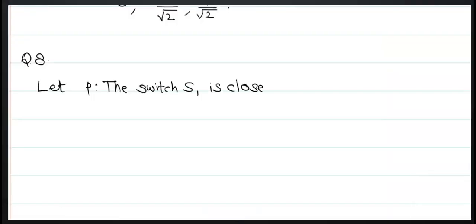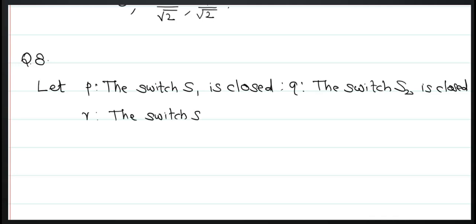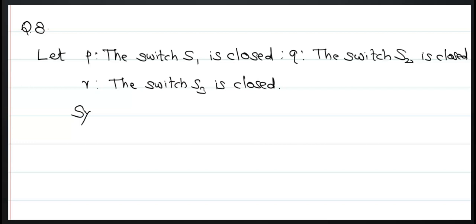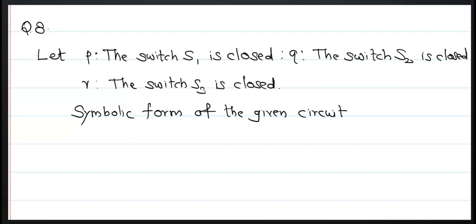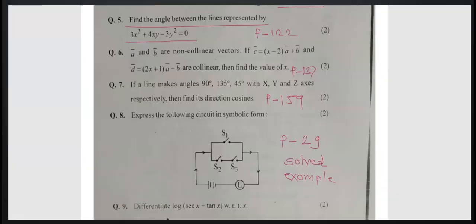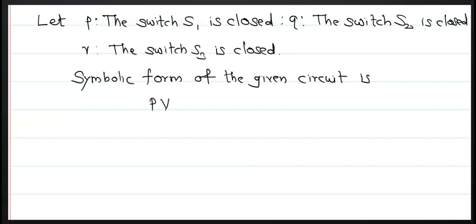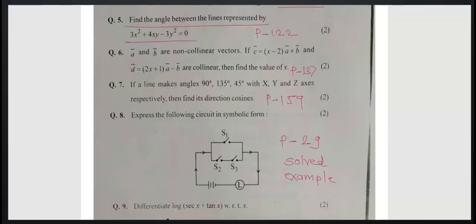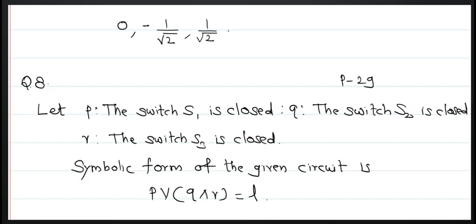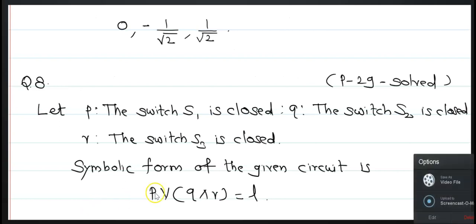Let P be the switch S1 is closed, Q the switch S2 is closed, and R the switch S3 is closed. The symbolic form of the given circuit is, that is S1 is parallel to S2 and S3, that is P or in bracket Q and R, and that is equal to L.